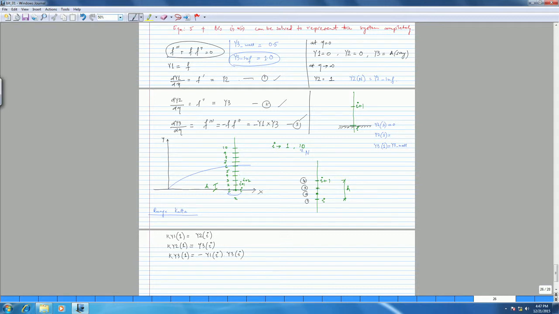So equations 1, 2 and 3 are what I have written out here. I'm writing this derivative as ky1 1, which is at this location, and that is y2. Then ky2 1 I'm writing as y3, again at this location, and ky3 1 is equal to minus y1 y3. This is something that I write at point 1. Okay, now let's go back.